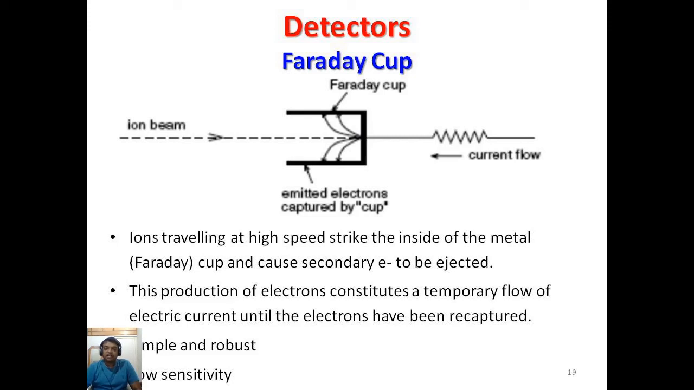We identify the current in terms of charge. In a single flow, the electrons are trapped by the Faraday cup, and as a unidirectional flow, the current reaches the recorder.